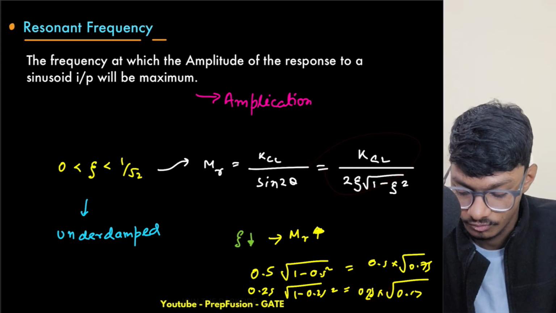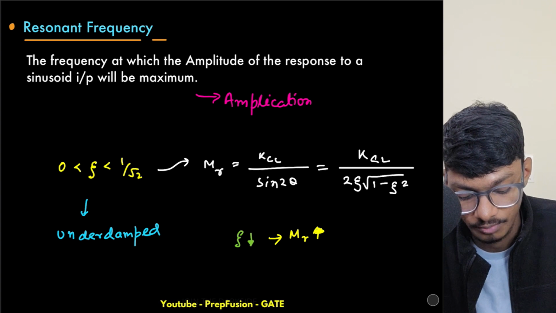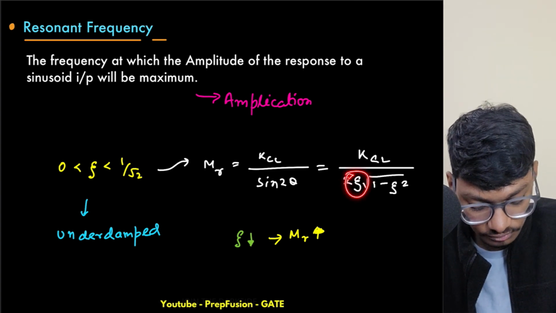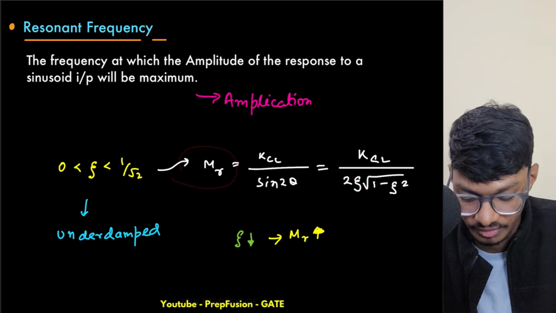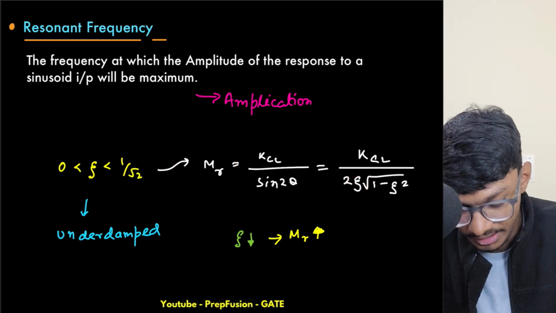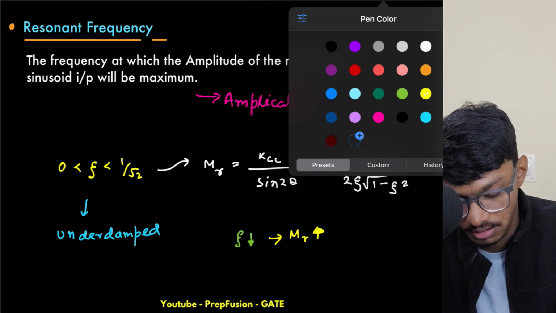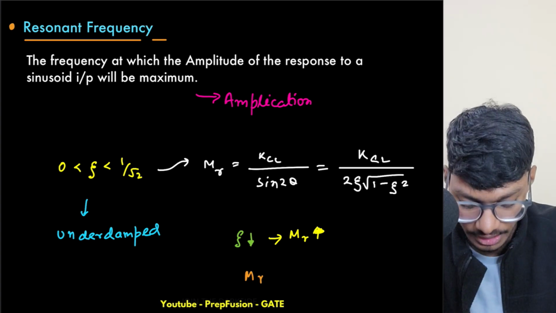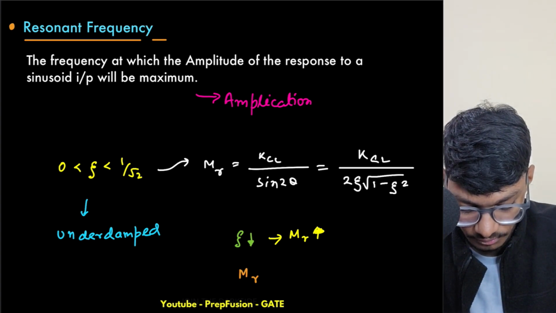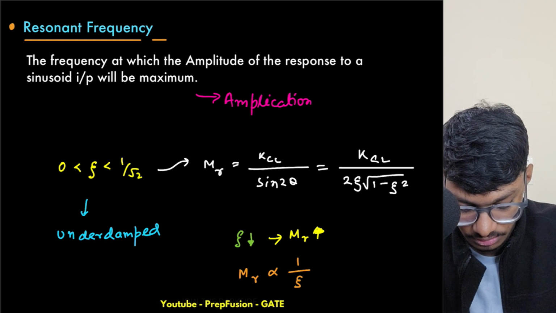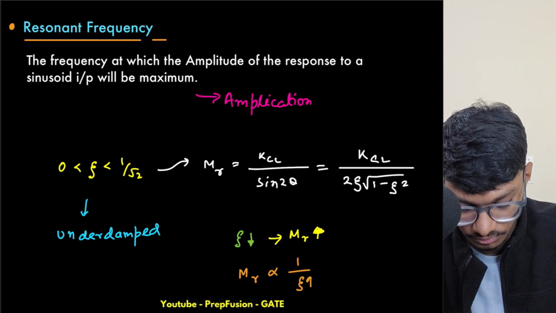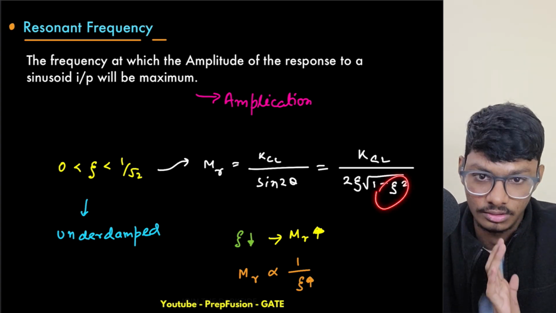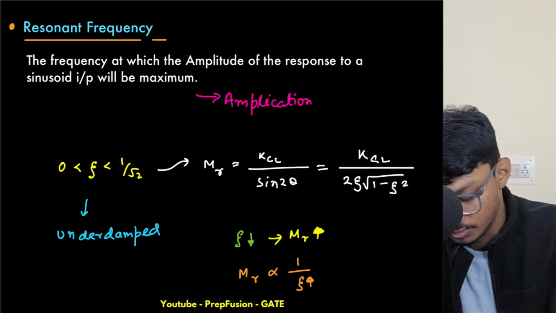That's why we say that our peak will increase, because this one is more dominant, and whatever happens to this will define the whole behavior of MR. So I can say that my MR, if you put a few values down and you will see, my MR is inversely proportional to zeta. I'm talking about for smaller values, for smaller values.